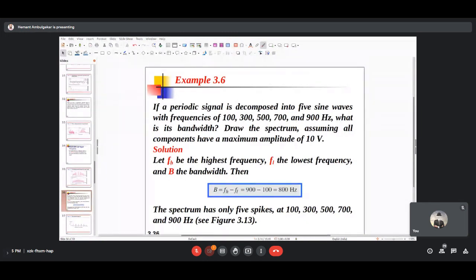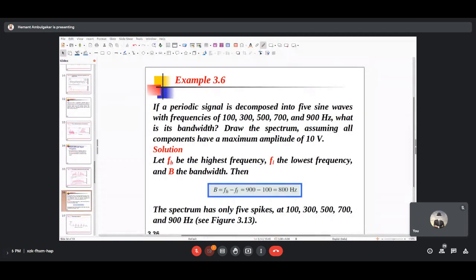Let's suppose FH is the highest frequency and FL is the lowest frequency, and B is the bandwidth. Then bandwidth is equal to the difference. So bandwidth will be the highest minus the lowest, so that is 800, right?